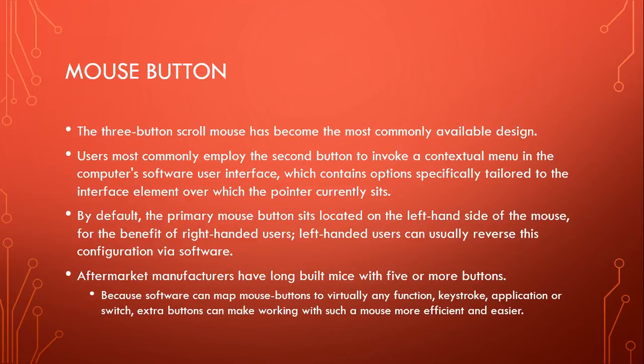Now, aftermarket manufacturers have long built mice with 5 or more buttons. And this is really handy because software can map mouse buttons virtually to any function. It doesn't have to be restricted just to clicks or scrolls or anything like that. So you can do any function, keystroke, application switch. Extra buttons can make working with the mouse much more efficient and easier. One of the most common things you'll see people do is assign a macro to a mouse button. You might have a macro script, for example, so when they press that mouse button, it runs the macro.